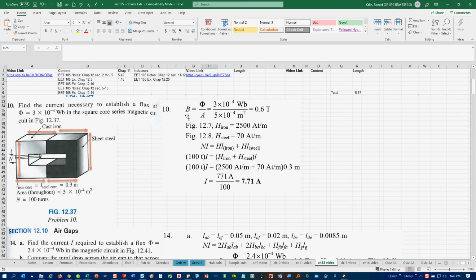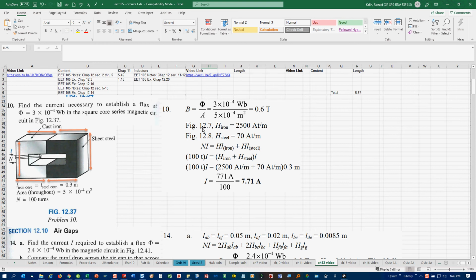First thing you do is you take your flux density equation. You're given phi, and you know what A is. Okay, so you just divide them and you get 0.6 Teslas.